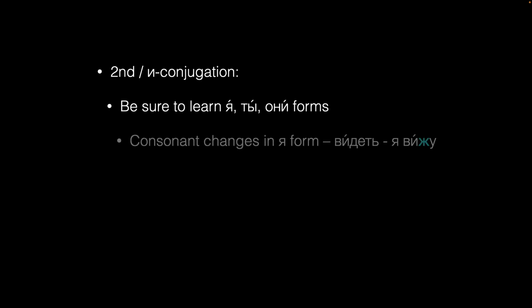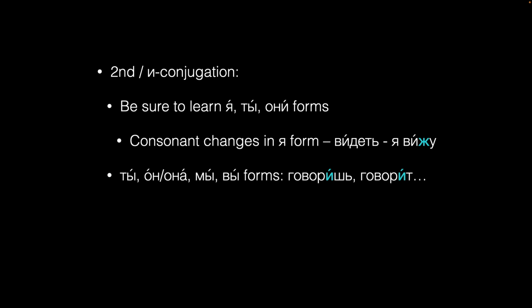Summing up, as with all verbs, the forms of the present can't be predicted from the infinitive. So make sure to learn the я, ты, and они forms, and that will help you know whether a consonant changes in the я form. The ты, он, она, мы, and вы forms all have the vowel и in the ending.